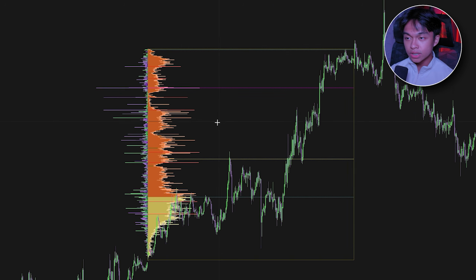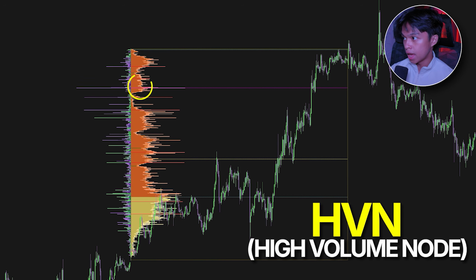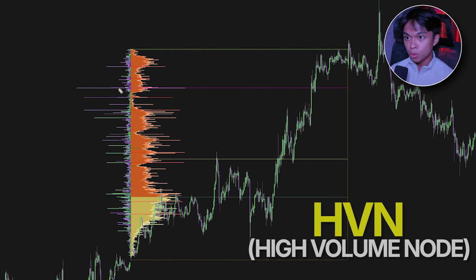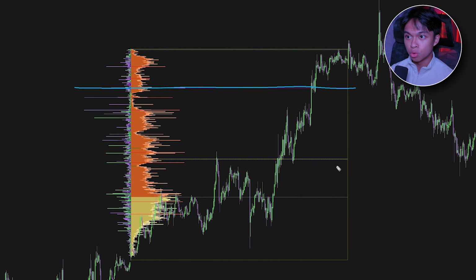And this is what I like to see. From here on, you can see that there is a high volume node. And from this alone, you have your POC, your point of control, which is pretty much an area where the institutions traded the most. And then you have your high volume node right here, another high volume node right here, and a low volume node, high volume node, high volume node, and high volume node.